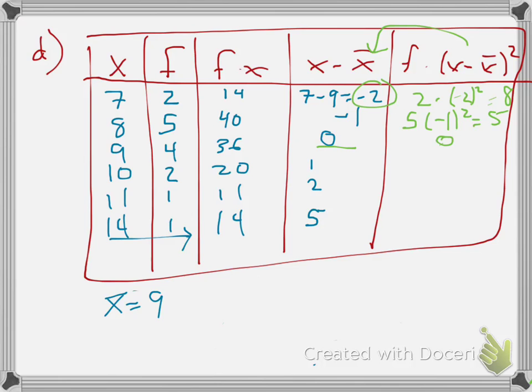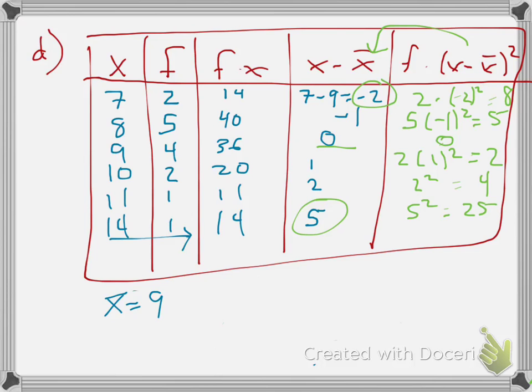Once we have a 0, that's just going to be 0. 0 times anything is 0. And here we had 2 tens, which had a deviation of 1, so it's going to give us 2. Here we had 11, which had a deviation of 2, so it's going to be 4. And lastly, 14, we had a deviation of 5. There's only one of these, so it looks like this is going to be the biggest contributor to our standard deviation, and clearly why, because it was the furthest away from the mean.